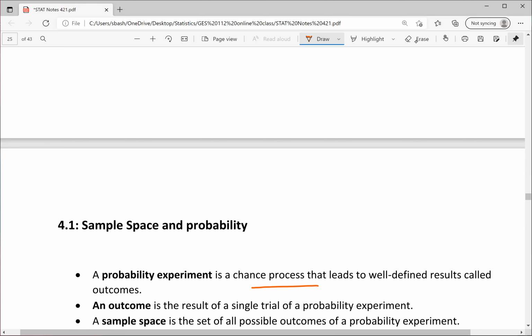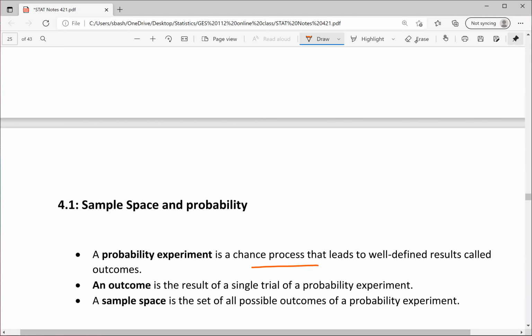The outcome is the result of a single trial of a probability experiment. We are doing this experiment one time. What the output of this one will be is the outcome. So it is the output or the result of the experiment. We'll give this clearly after just a few seconds.